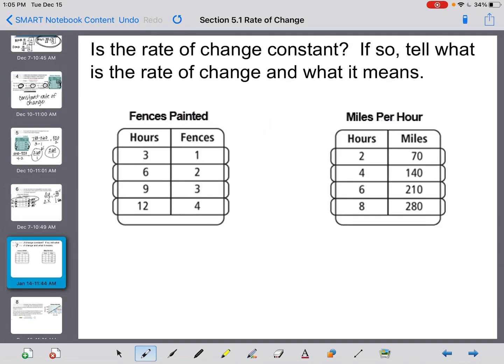Okay, this would be a good place for you to stop and check to see if you know what you're doing. They're asking for both of these tables if the rate of change is constant, and if it is, what is that rate of change and what does it mean? So pause your video right here, try these two, and then come back and check your answers.